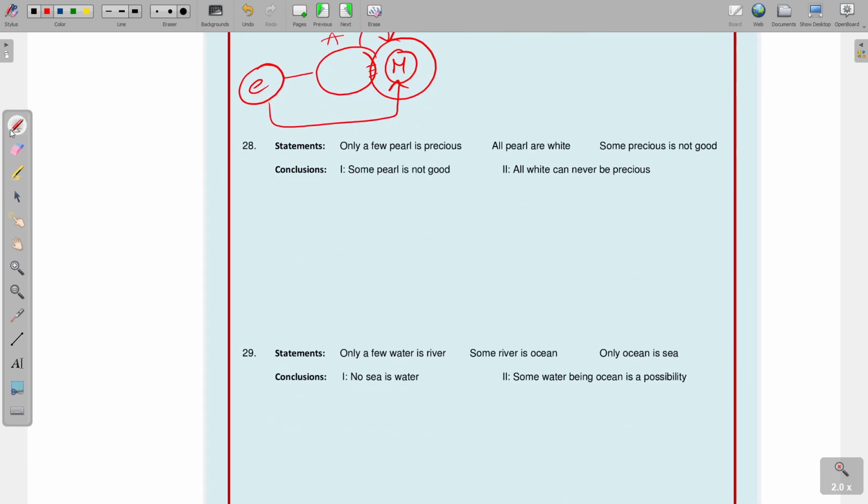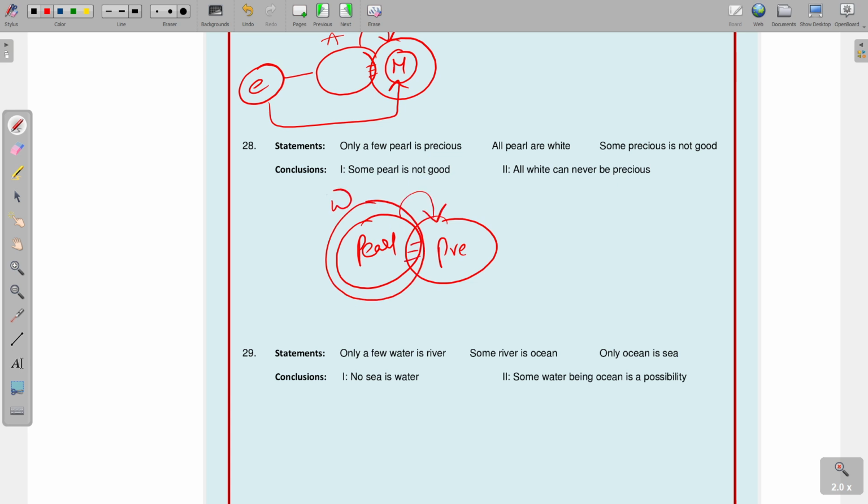Next, 28th. Only a few pearl is precious. All pearl are white. Next, some precious is not good. So some pearl is not good. So pearl here and good here. No relation between good and pearl.